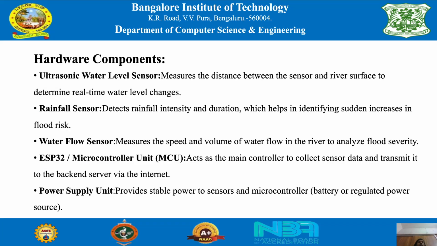So let's look into the hardware components of the system. The ultrasonic water level sensor measures the distance between the sensor and the river surface to determine real-time water level changes. The rainfall sensor detects rainfall intensity and duration, which helps in identifying sudden increase in flood risk. The water flow sensor measures the speed and volume of water in the river to analyze flood severity.